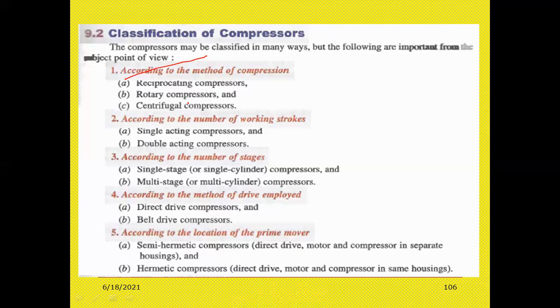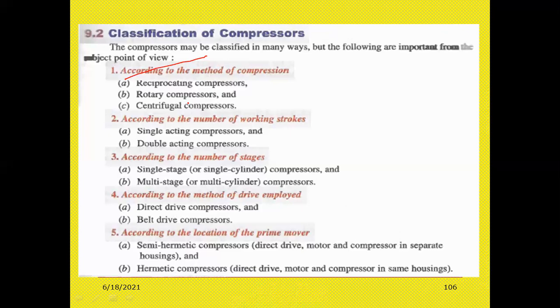Why? Because the classification is based upon the location of the prime mover. So it depends upon the application, how you are using the resources. Based on that, it will change. So finally, the classification of compressors is of 5 types: according to the method of compression, according to the number of working strokes, according to the number of stages, according to the method of drive employed, and according to the location of the prime mover. So these are the 5 types.